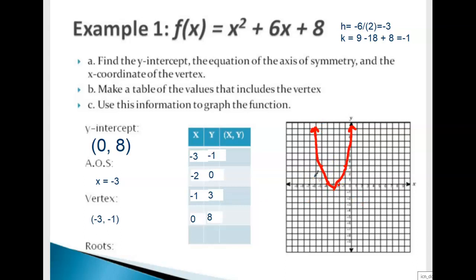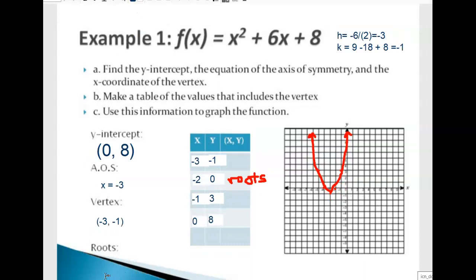We also see once again that the quadratic has 2 roots. One of them is at negative 2, 0. And then the other one is at negative 4, 0, which we can see from our graph. So your roots are at x equals negative 2 and x equals negative 4.